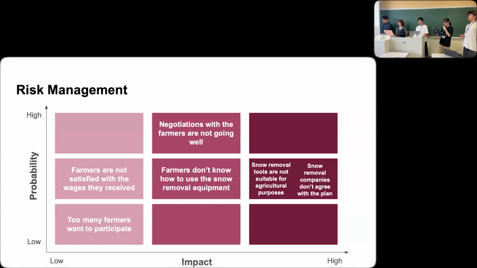easy loading and unloading. Responding to the risk that snow removal companies don't agree with the plan, we can improve our plan or find other companies. Responding to the risk that negotiations with the farmers are not going well, we can find other farmers. And responding to the risk that farmers don't know how to use the snow removal equipment, we can improve our training system. Responding to the risk that farmers are not satisfied with the wages they receive, we can change the wages or conduct more negotiations.